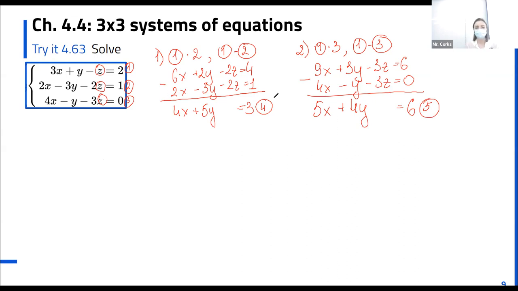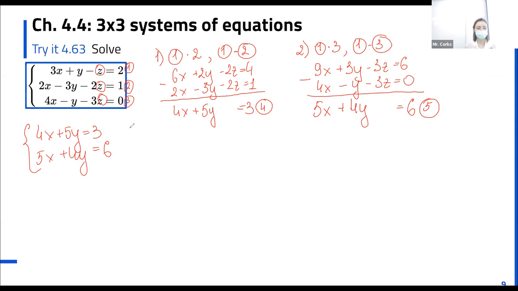Then here, what we do, we use the equations we get that contain only 2 variables and combine them into one system. So we have 4x plus y equals 3 and 5x plus 4y equals 6. Familiar? Yes, we did this just recently. So now we need to use either substitution or elimination to get the value of x or y.